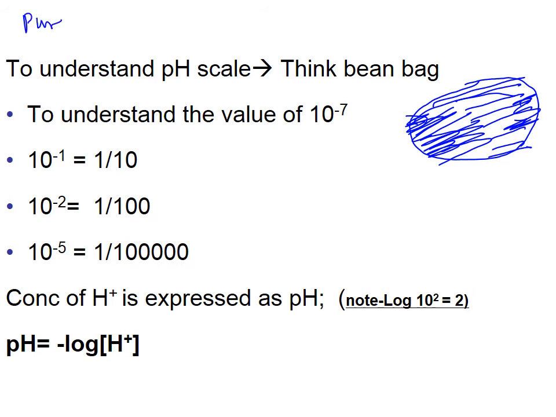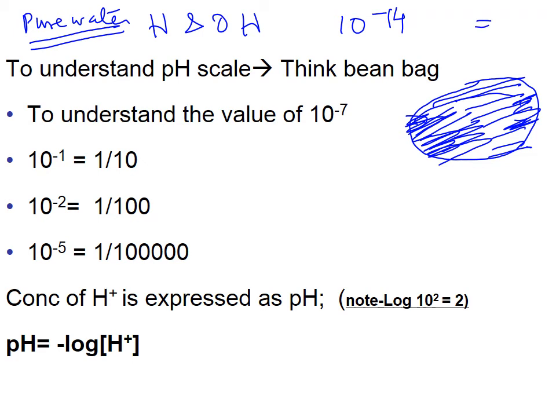Pure water has a combined concentration of the hydrogen and hydroxide ions as 10 raised to minus 14. So the concentration of hydrogen in pure water is 10 raised to minus 7, and hydroxide is 10 raised to minus 7. Both of them together give you 10 raised to minus 14.